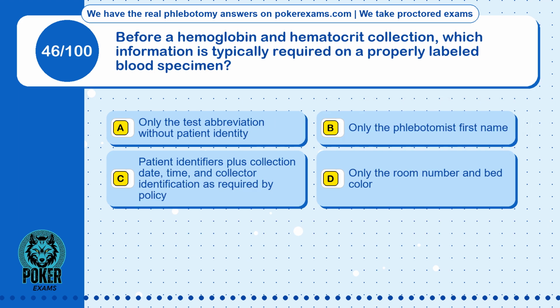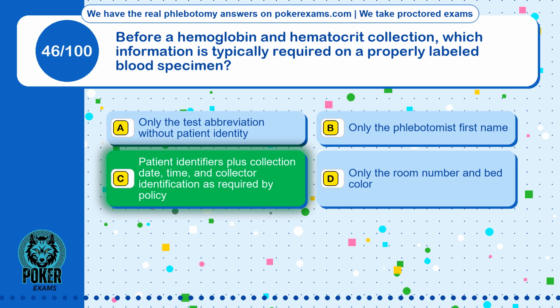Question 46. Before a hemoglobin and hematocrit collection, which information is typically required on a properly labeled blood specimen? Option A. Only the test abbreviation without patient identity. Option B. Only the phlebotomist first name. Option C. Patient identifiers plus collection date, time, and collector identification as required by policy. Option D. Only the room number and bed color.